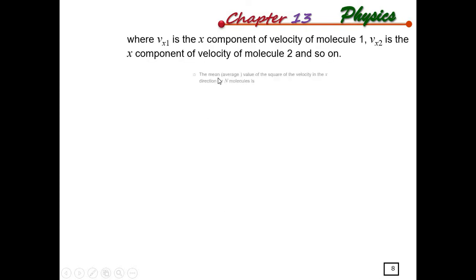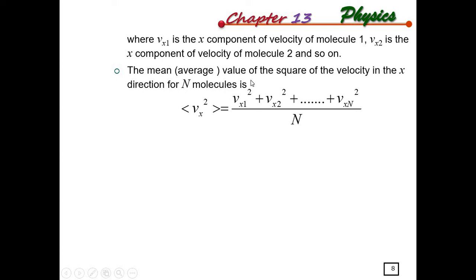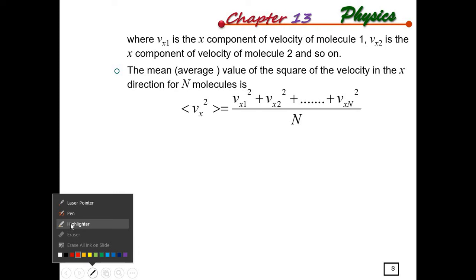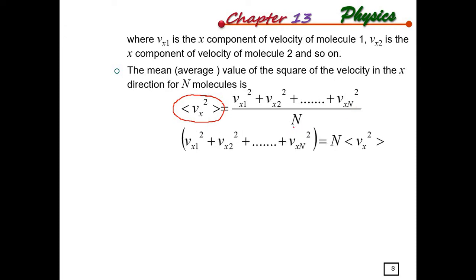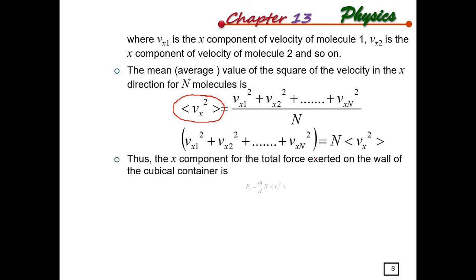Then we will get the mean or average value of the square of the velocity in the x direction for the n molecules. This is the notation for how to write the mean square of velocity, we must put this kind of notation. It equals vx1 square plus vx2 square plus vx3 square until vxn square, over n. And then by rearranging this formula, we will get the formula here.